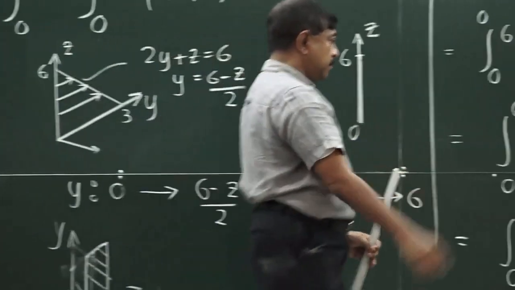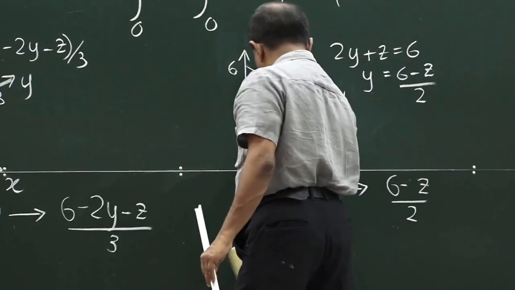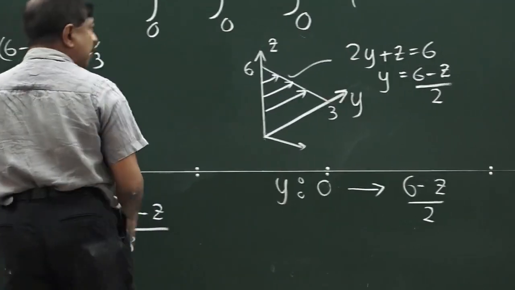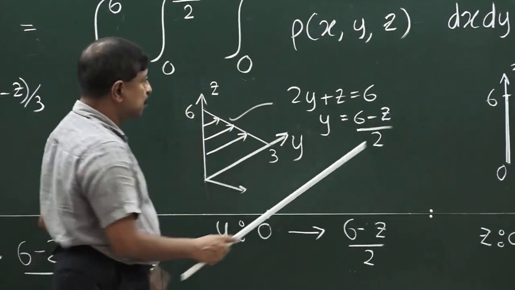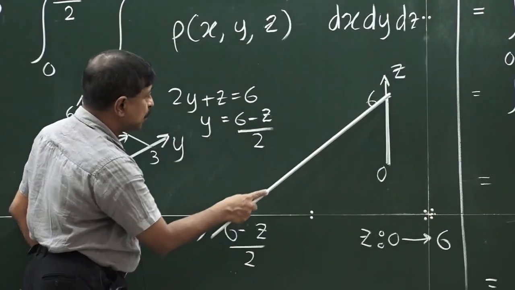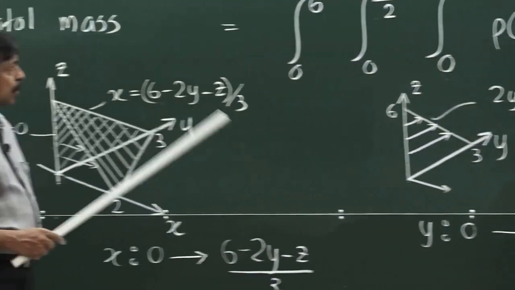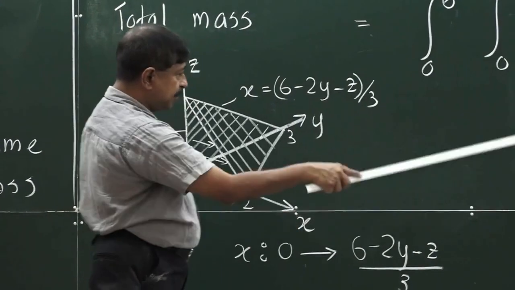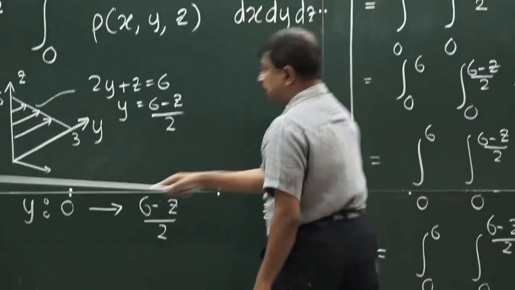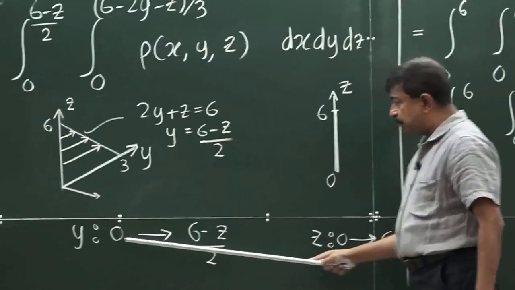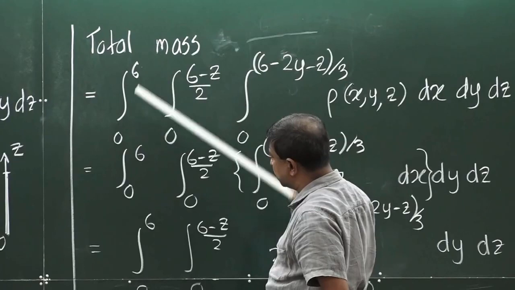Sorry. And then we consider the last axis. So, you project everything onto this one. Here the limits are from 0 to 6. Now, the total mass can be obtained by assigning these as limits. So, limits of x are from 0 to this one, limits of y from 0 to (6 minus z) over 2, limits of z are from 0 to 6.